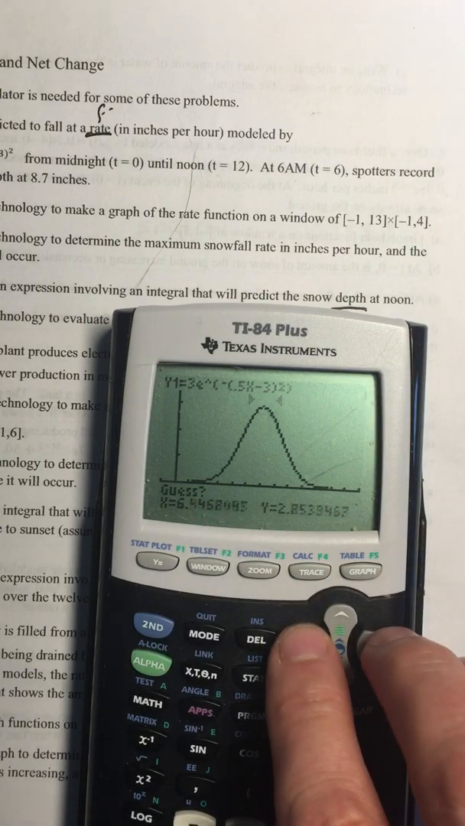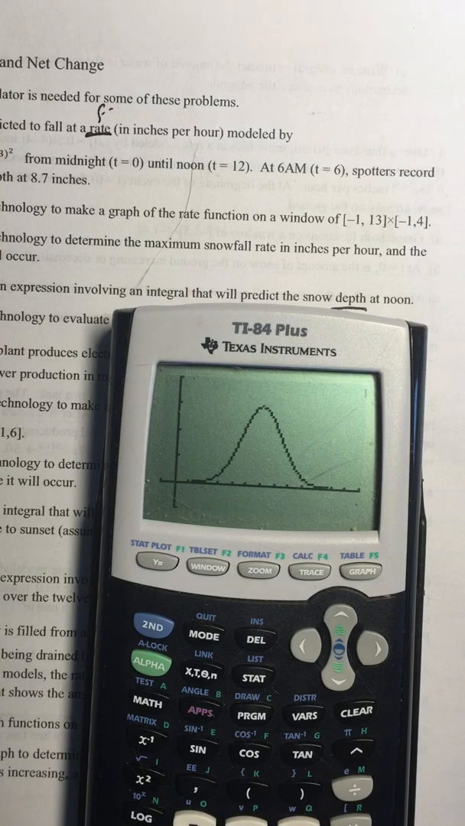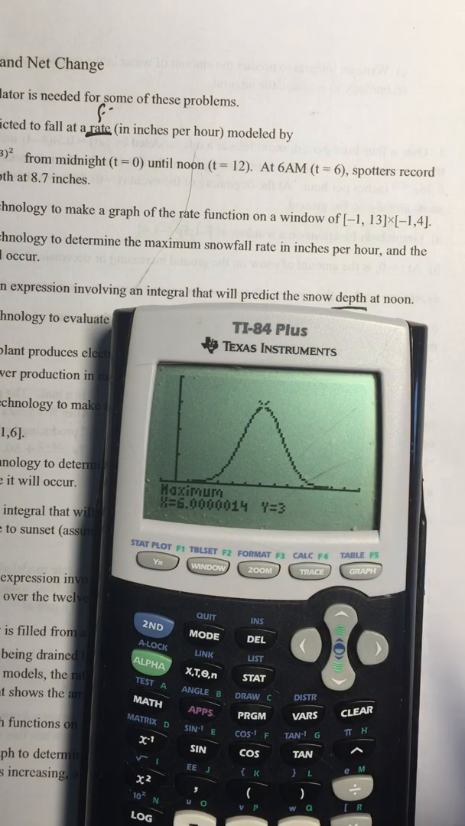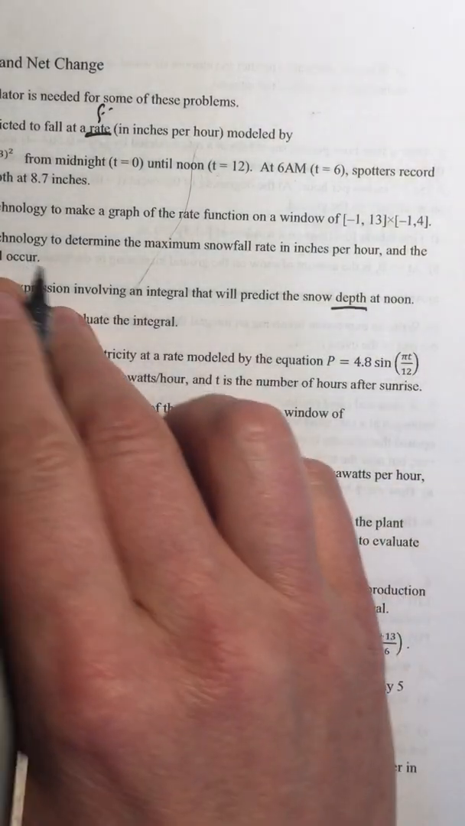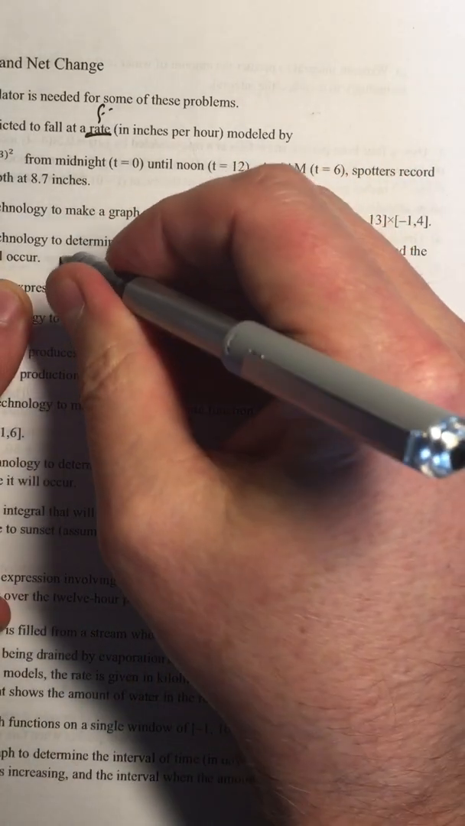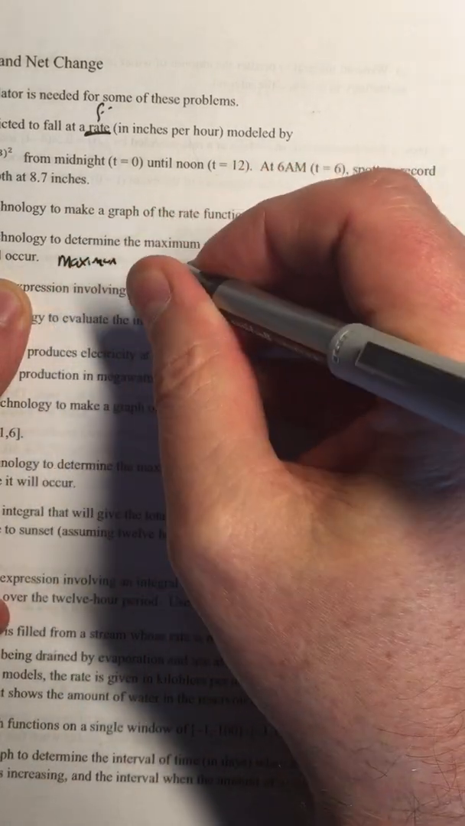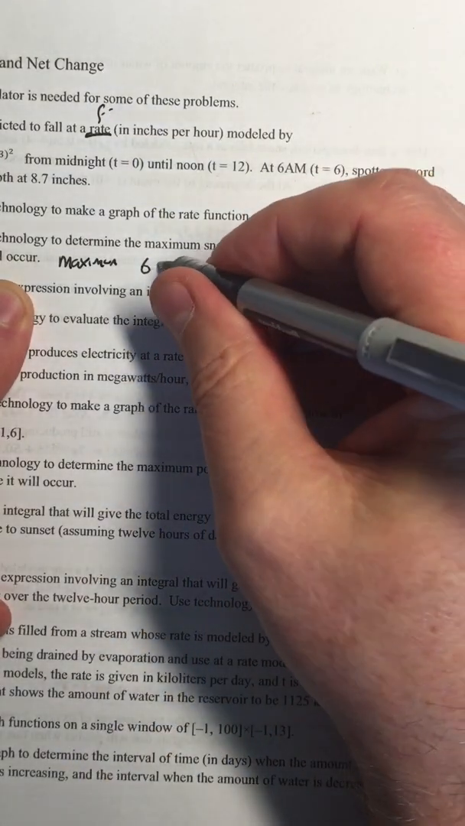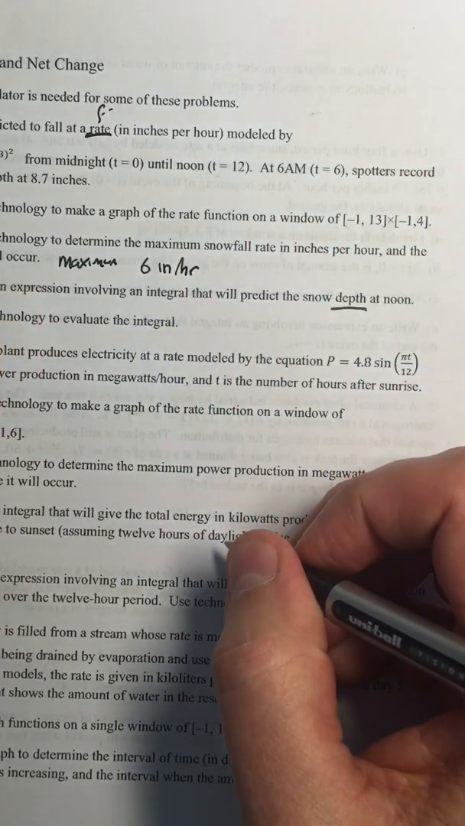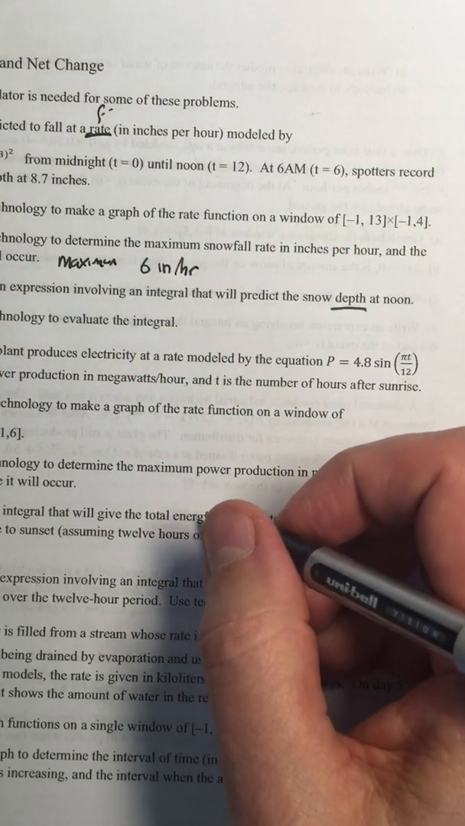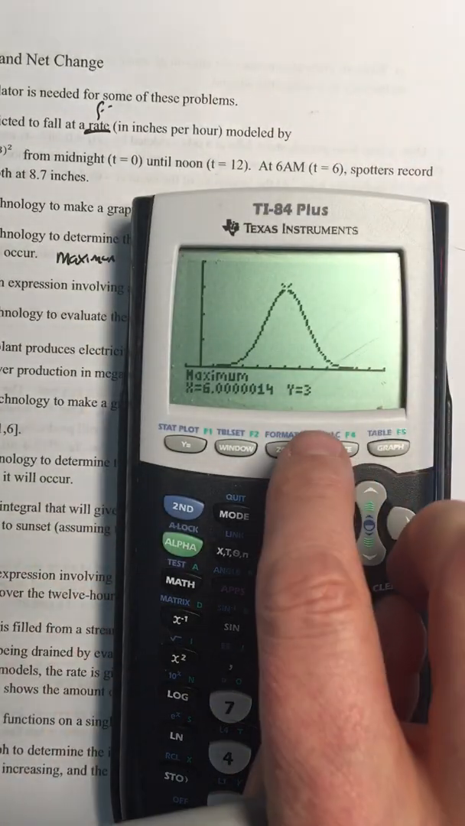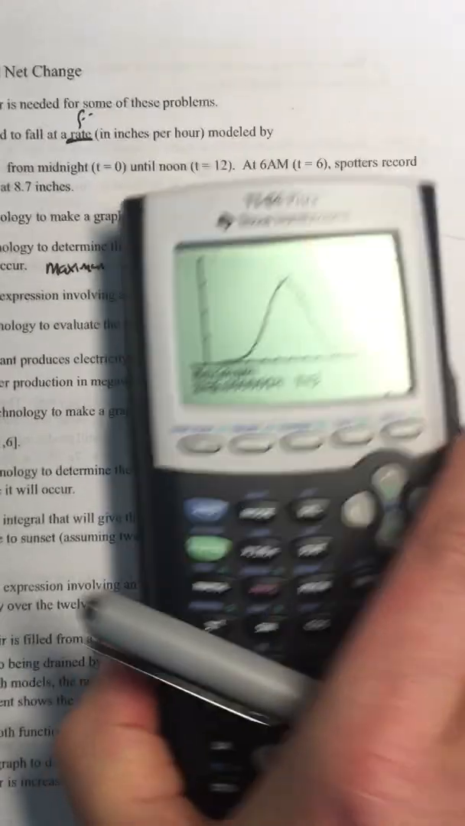It asks for a guess. So I'm going to move my cursor to where that maximum appears to be and press enter, and I get the maximum is 6.00014 and the time is 3. So if I used technology to determine the maximum rate of snowfall, that maximum is 6. Let's use correct units. It says here inches per hour, so 6 inches per hour. That's the maximum snowfall rate, which is pretty hefty, by the way. And the time it will occur at, that would be the, oh, I lied. I completely lied.